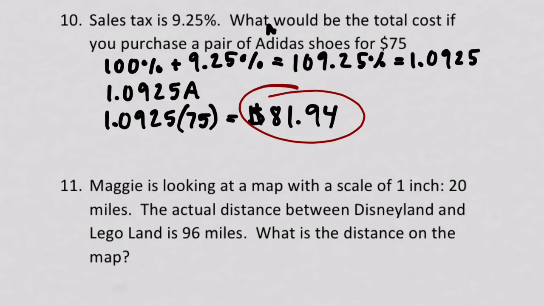So once again, remember all these. Start with 100%, then add or subtract depending on what it says. If it says you're adding tax or you're adding a raise or something, then you add. If it says discount or something like that, then you subtract. So whatever you get, turn it into decimal form. You always multiply by the variable that you're talking about. So in this case, A for Adidas shoes. And then in this case, I had to plug in 75 for the Adidas shoes to get my final answer.